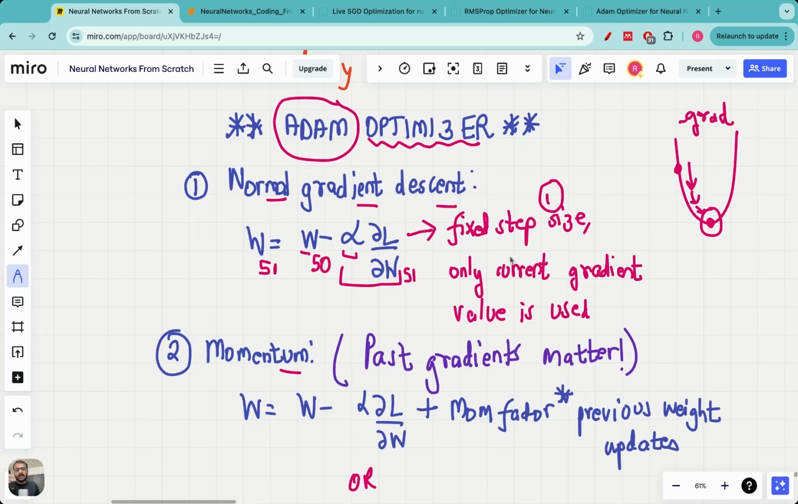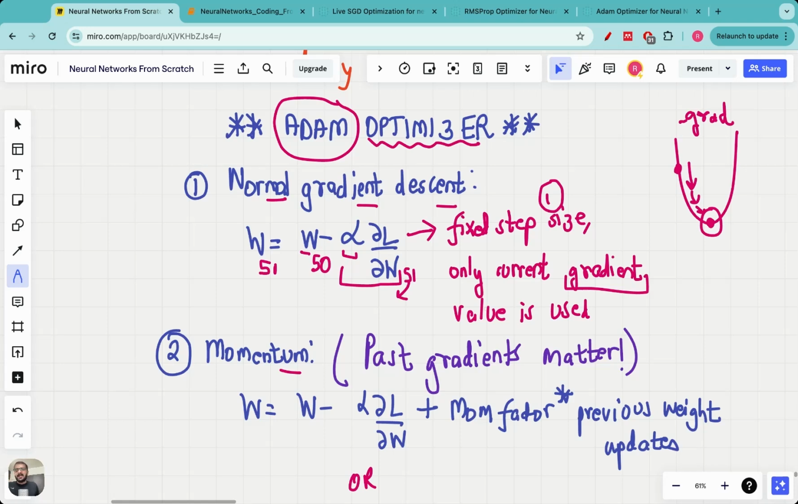So here you can see that only the current gradient value is used and we do not give any importance to the past gradient values. You might be asking, what about the partial derivative of loss with respect to the weight for the first iteration, second iteration, 49th iteration? Don't they matter at all? And in normal gradient descent, the answer is no, they don't matter.